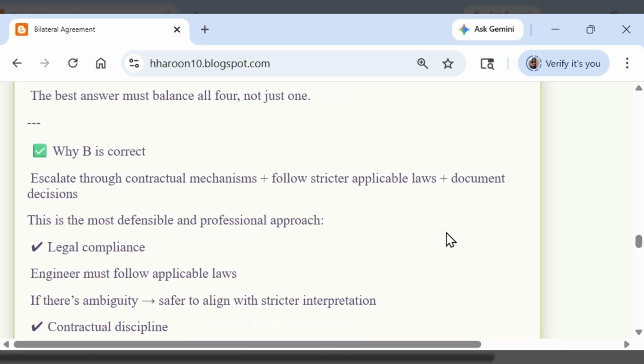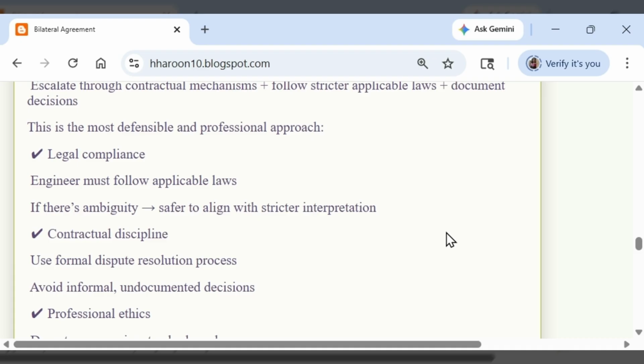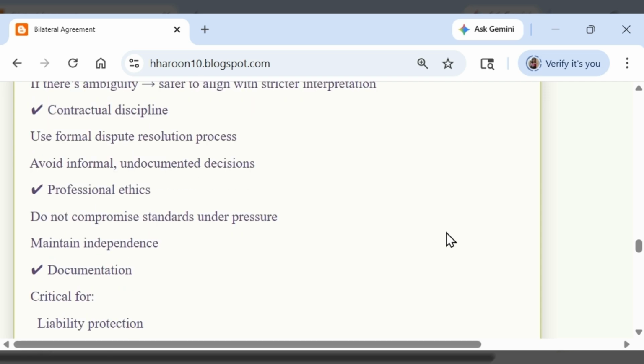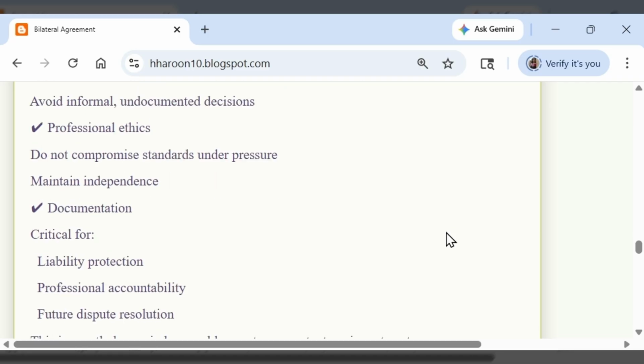Why B is correct. Escalate through contractual mechanisms plus follow stricter applicable laws plus document decisions. This is the most defensible and professional approach. Legal compliance: engineer must follow applicable laws. If there's ambiguity, safer to align with stricter interpretation. Contractual discipline: use formal dispute resolution process. Avoid informal, undocumented decisions. Professional ethics: do not compromise standards under pressure.